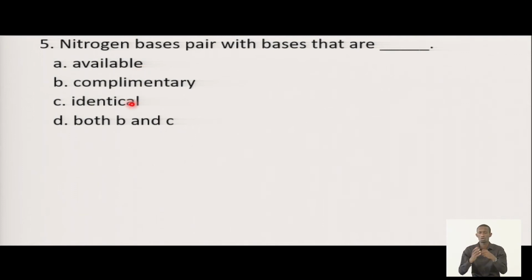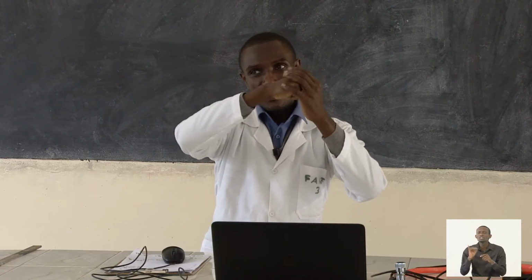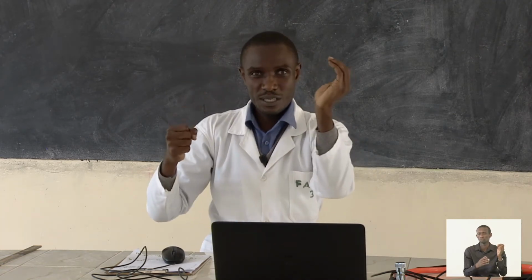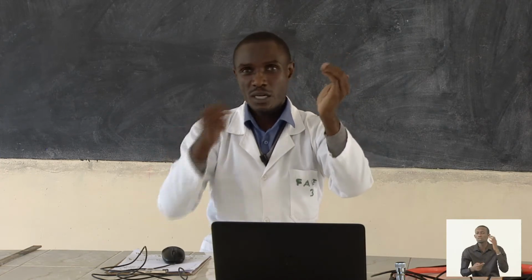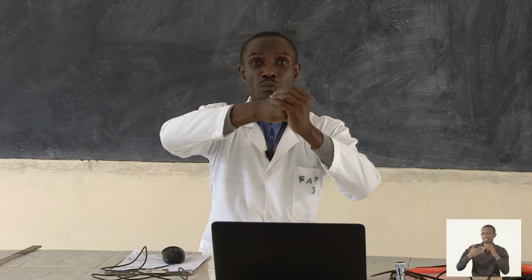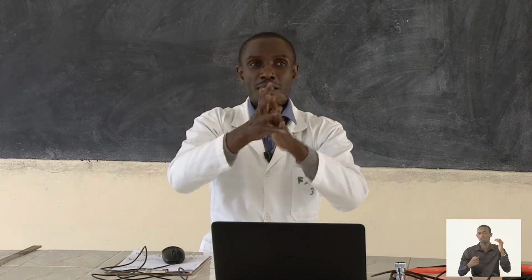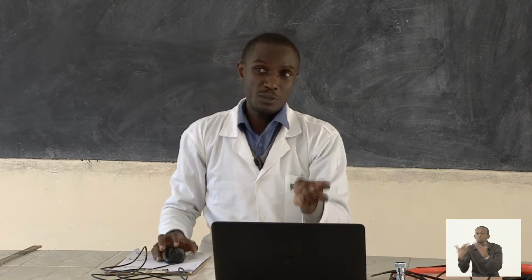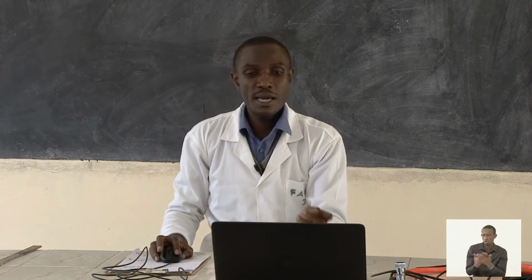Complementary, not identical. Ball, socket. So if this fits here, it doesn't mean that this fist is identical to this round structure. If this is a socket, this is a ball. The ball and socket join. So you lock in, and so they complement. This is complementing. So A complements with what? With T, G with C. So look for the answer.